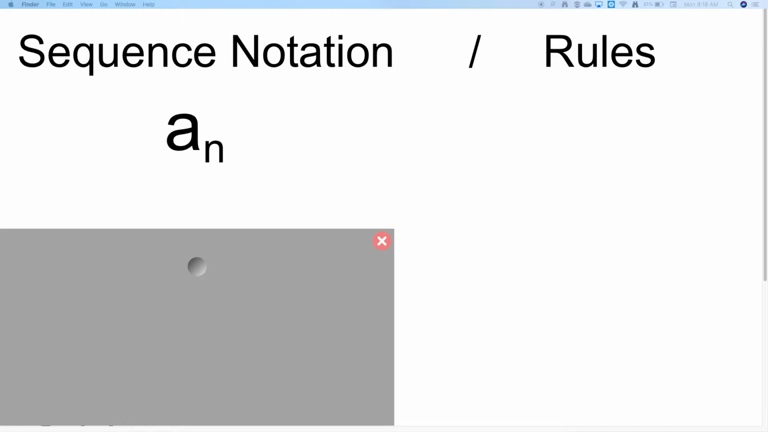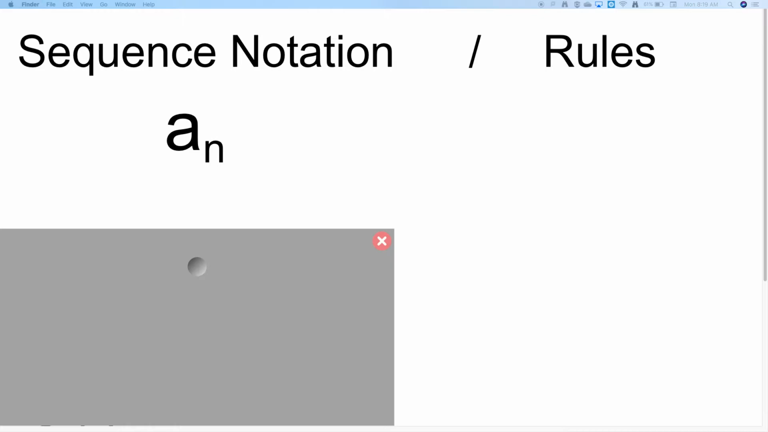So sequence notation is different than what we've been using previously. We've been really focused on function notation. Remember, function notation is f of x. Okay, and we can say g of x, h of x to name different things. But the beauty of function notation is that you can say like f of 3, and then everybody knows that's the y value when x is 3.